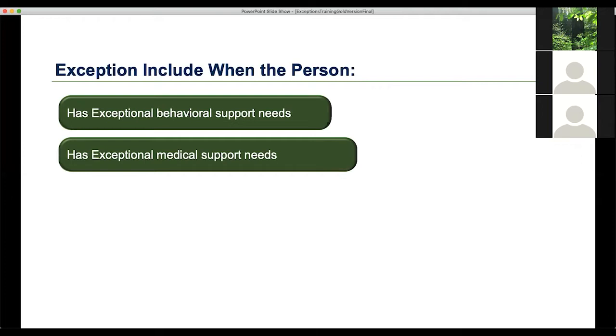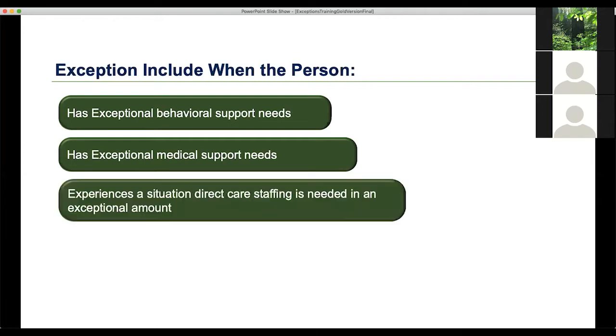There's also going to be situations where somebody has direct care staffing that's just needed in a greater amount. Maybe there's something unique about this person's support needs, where an example would be somebody who has some pretty involved support around eating, and there are some great aspiration risks, some choking risks, and there's just a really involved, very engaged routine with eating that takes up hours upon hours of their daily support.